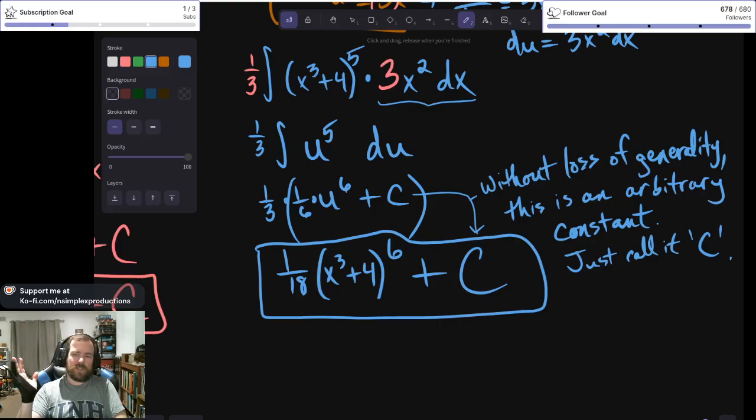Without loss of generality, this is an arbitrary constant. Just call it c. It doesn't matter if you call it c up there or call it c down there, or you call it c in both places. Just as long as you acknowledge that these aren't technically the same number, but they're just a constant. And you're not changing it in any meaningful way, which is really the important part. Okay, that's that one.